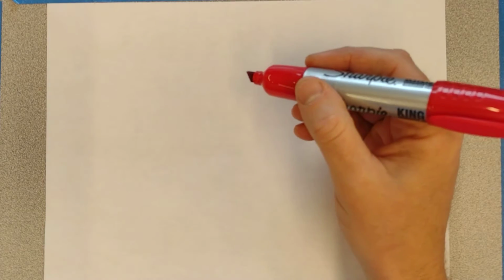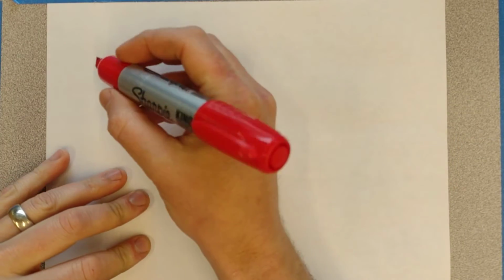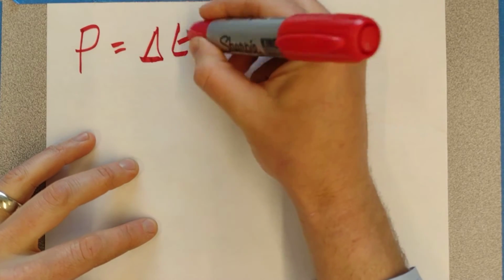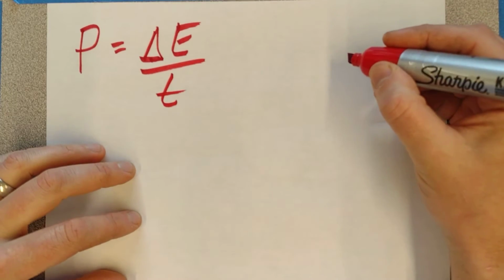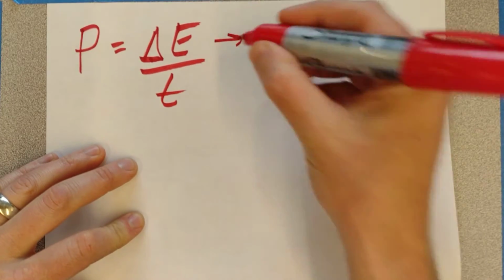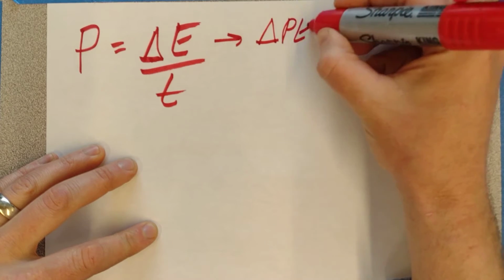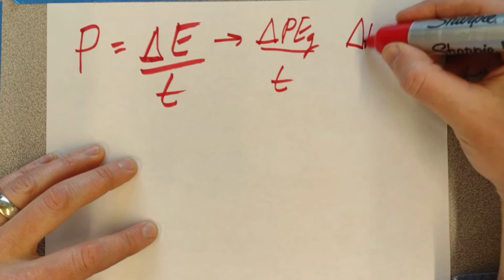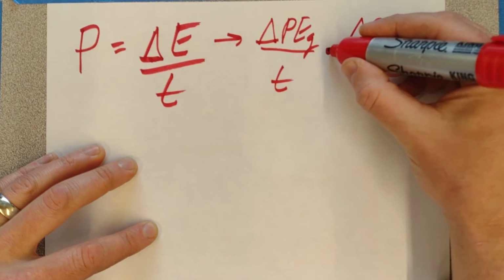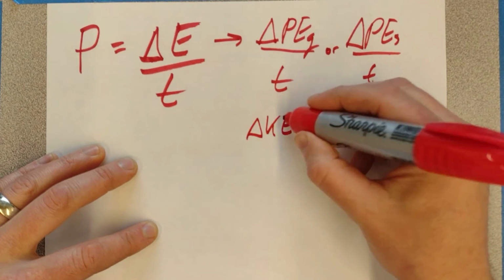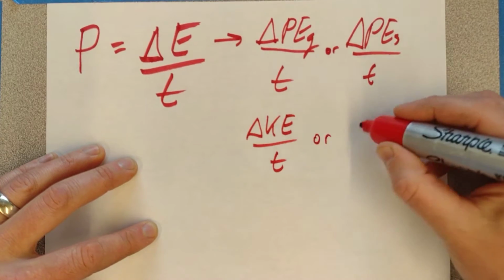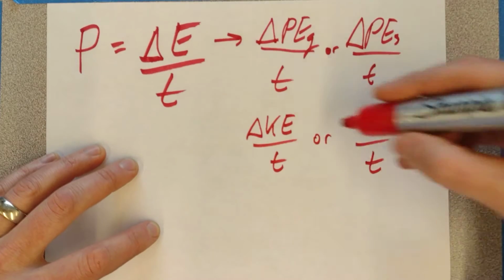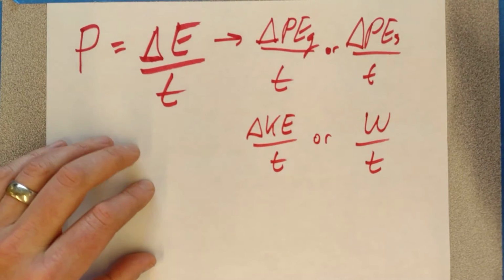So I just want to make this video quick about power for you. Power is change in energy over time. All right? And this could be any type of energy. This could be change in PEG over time. It could be change in PES over time. It could be change in kinetic energy over time, or just simply work over time, work done over time. And work is, basically, all three of these, right?